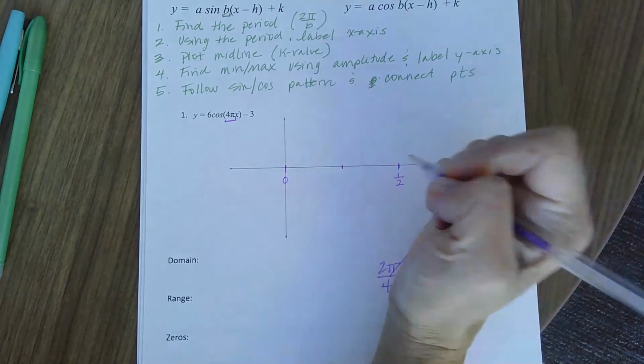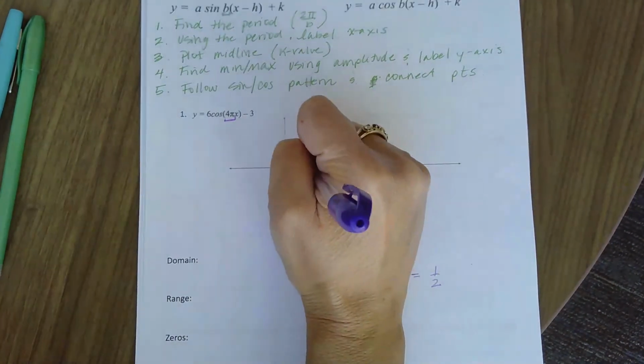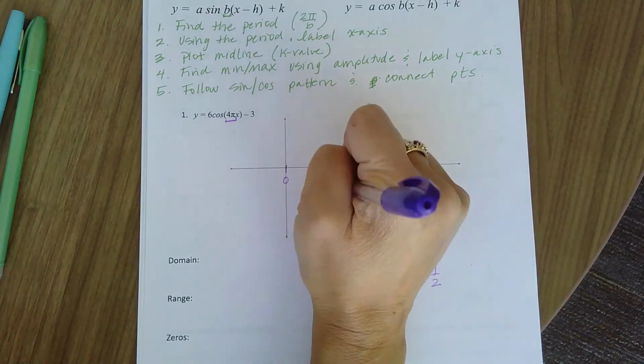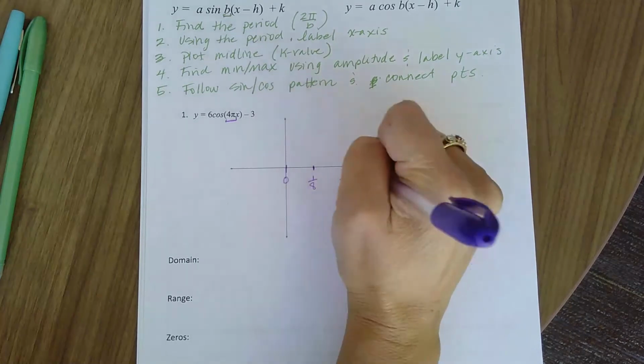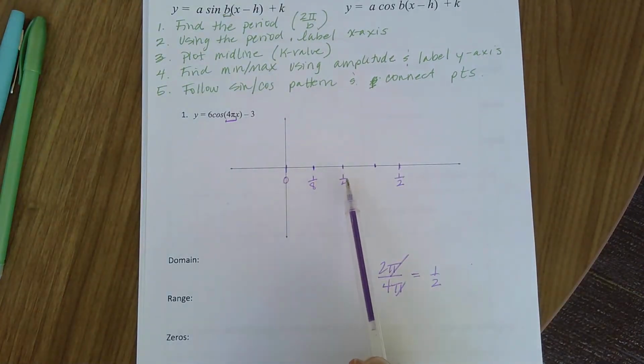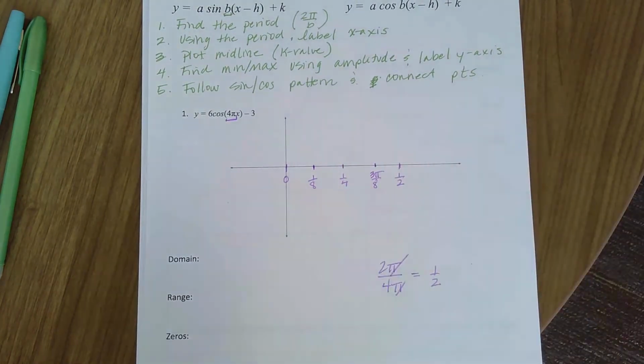So then you're going to do the halfway point. Halfway between 0 and 1/2 is a 1/4. And then you're going to do the quarter points, or half of a half. So halfway between 0 and a 1/4 is 1/8. And so now you can see you're counting by eighths. So 1/8, 2/8, this would be 3/8, 4/8, 5/8, 6/8, and so forth.